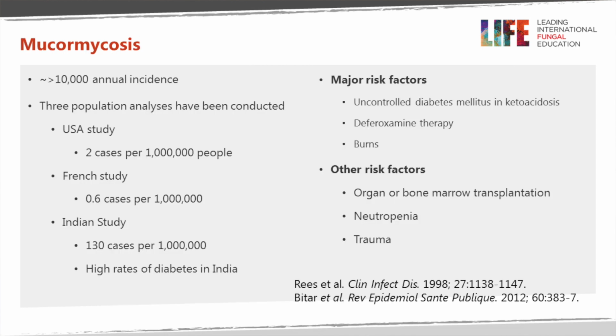So mucormycosis, one of the most life-threatening fungal infections, is fortunately fairly rare in most places, with around 2 per million people in the US and less than that in France, but appears to be very common, or much more common anyway, in India, probably because of diabetes. And it's uncontrolled diabetes, as well as actually just having diabetes. It seems to be a risk factor in India. Deferoxamine therapy, chelation therapy, and burns are risks as well. And then you've got lower frequency risks in organ transplantation patients, particularly bone marrow transplantation and neutropenia. And you can have implantation injuries as well.